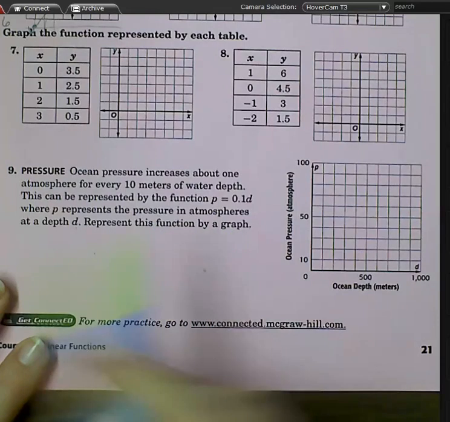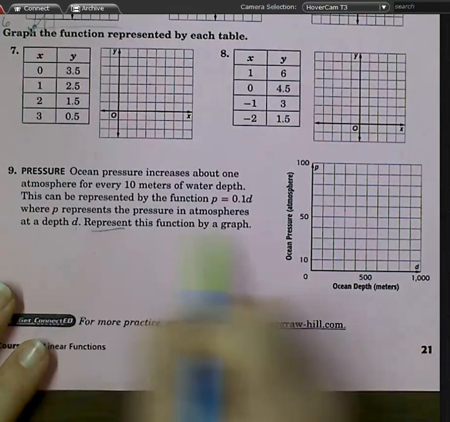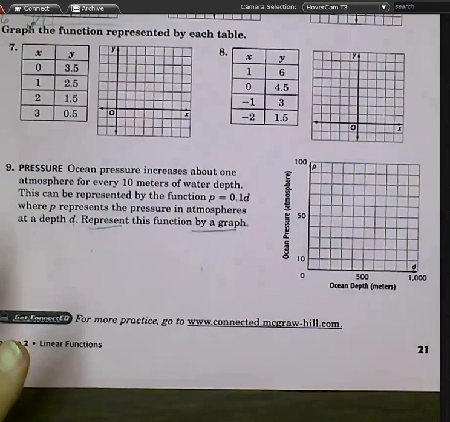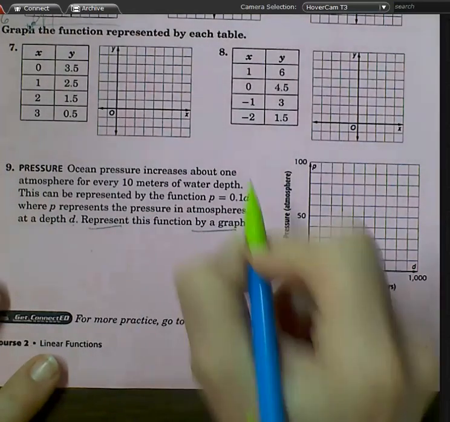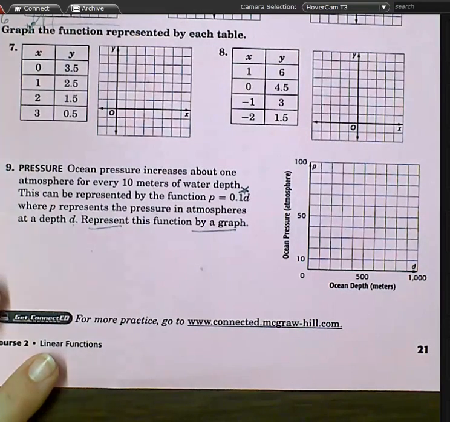Represent this function by a graph. What do they want us to do? What are they asking us to do? Because we're going to underline: represent this function by a graph. Okay? And how nice of them to give us the equation already. Awesome.